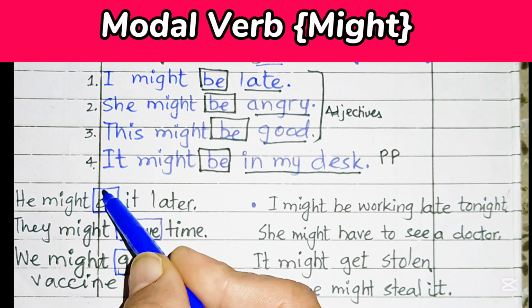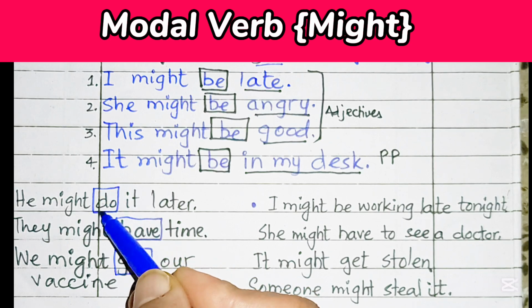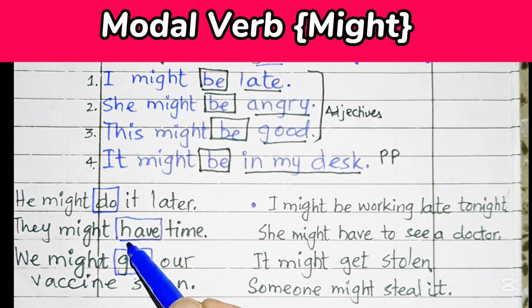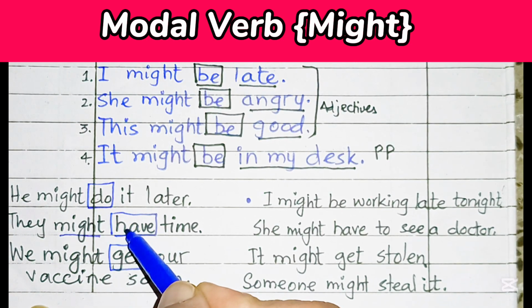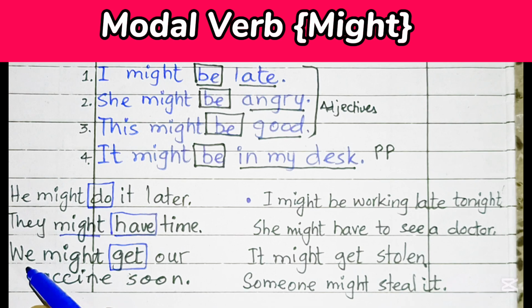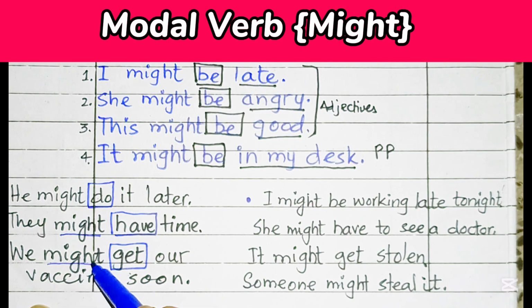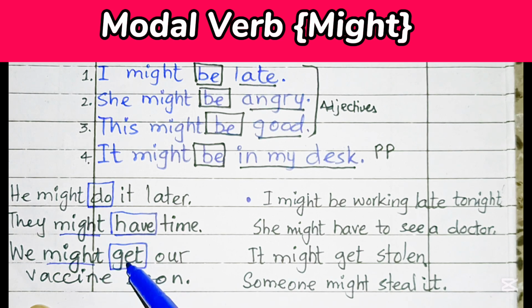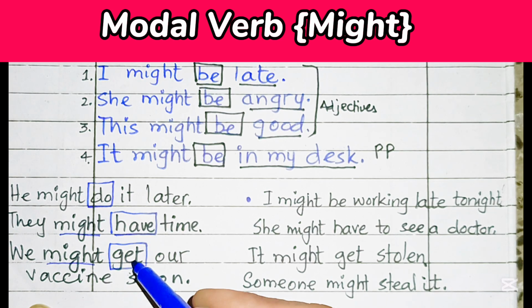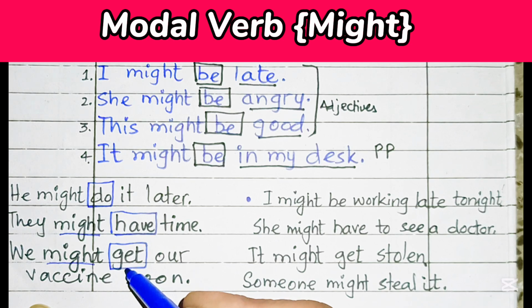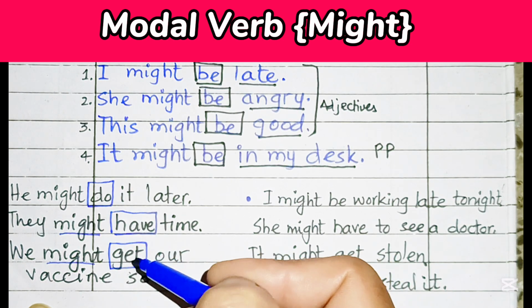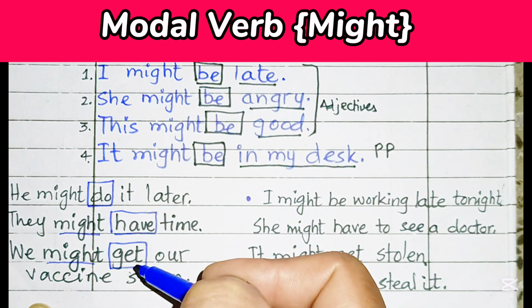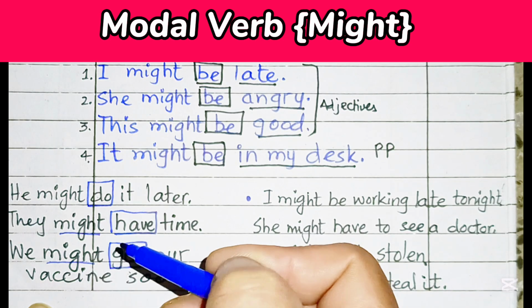So the sentence was, he might do it later. Might is followed by the simple form of the verb do. Similarly, they might have time. Once again, the modal verb might is followed by the simple form of the verb have. We might get our vaccine soon. Again, the modal verb might is followed by the simple or present form of the verb get. All of these use the main verb in the simple form after the modal verb.